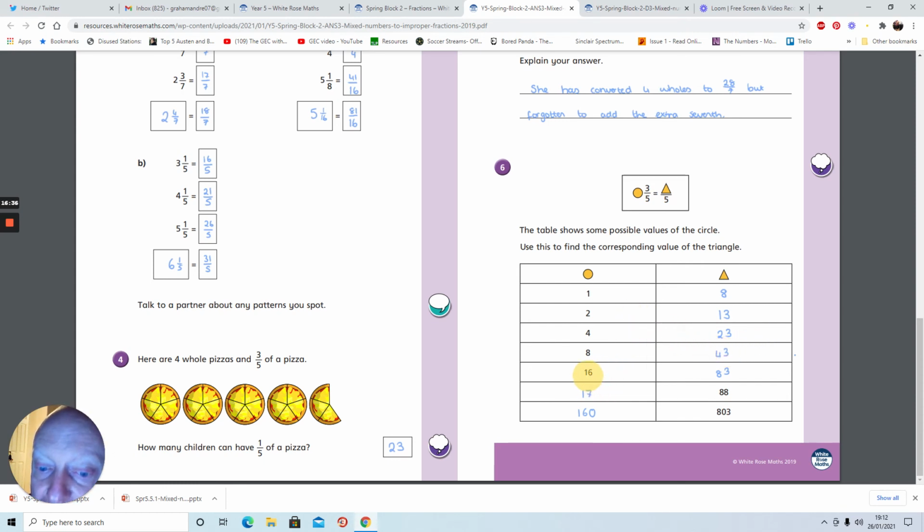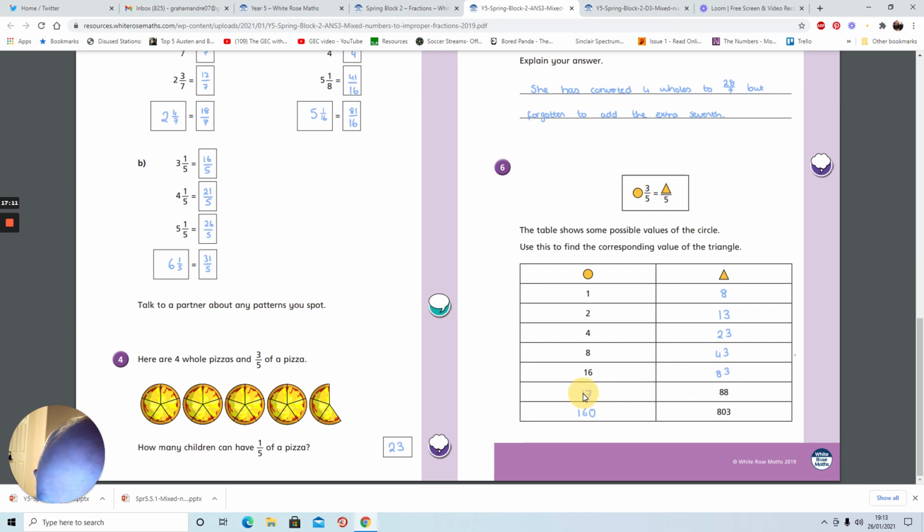Now we're getting pretty tasty with some of these. Now we're getting up to 16. So 16 and 3/5. And remember we looked at 16 over here. Okay, so we've got a rough idea of what it is anyway. So 16 times 5. And again, what I would do, 10 times 16 is 160, and I would half that, so it's 80. So 80, add the 3 is 83, and that's the answer for the triangle there.